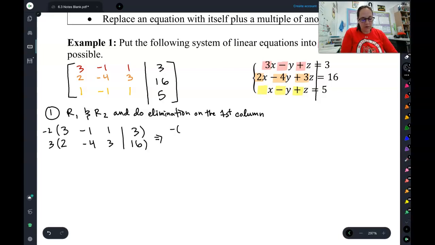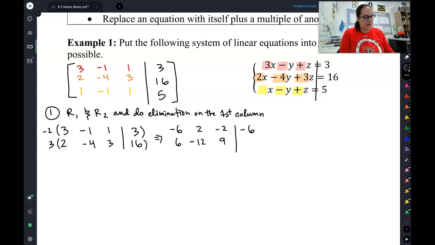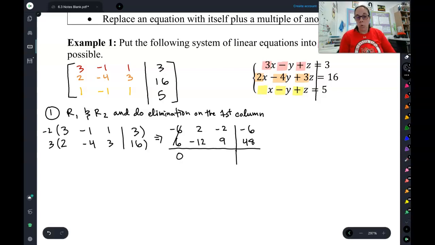So let's multiply those, see what we get. This one's a negative 6, positive 2, negative 2, line, negative 6. This one's a positive 6, negative 12, positive 9. And 3 times 16 is 48. And now we're going to do elimination on this. So those two eliminated, just like I did, elimination on the first column. That's going to give me my 0, which is where I wanted it to be. I wanted it to be in that first spot. 2 minus 12 is negative 10. Negative 2 plus 9 is 7. And negative 6 plus 48 is 42.